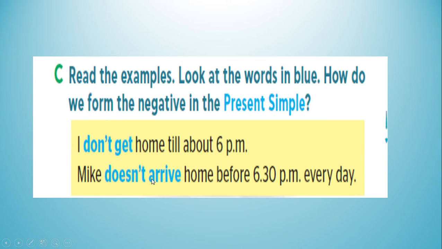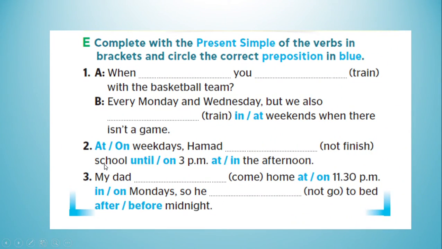Notice that with don't or doesn't, the verb after them should be without s. Pay attention. Don't and doesn't shouldn't be followed by a verb with s. Only verbs without any addition after don't or doesn't, okay? It's your turn, dear. You can pause the video and complete with the present simple of the verbs in brackets and circle the correct preposition in blue. Take your time.